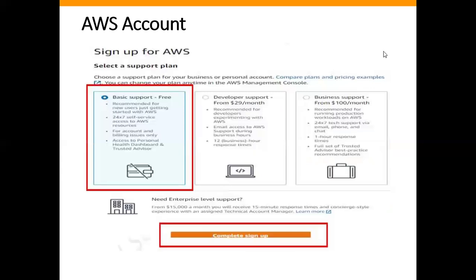Once you click on continue, again they are asking us to select a support plan. Which support plan you want to select? You have to select basic support, free. There are some more plans, $29 per month, $100 per month. If you select these plans, this will be your minimum bill. You don't need any support plan, you don't need any business plan. You need the basic support free plan. And then click on complete sign up.